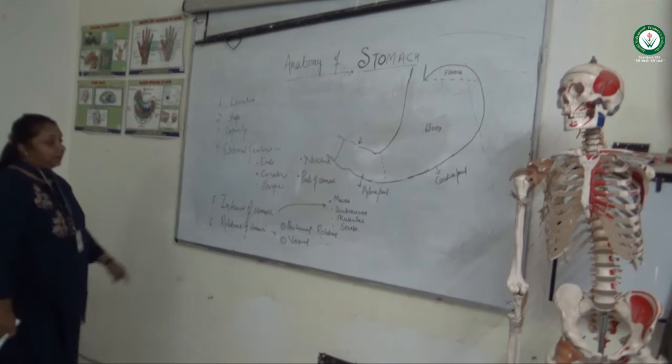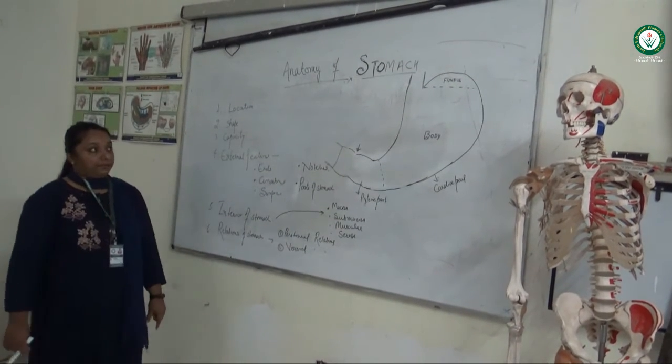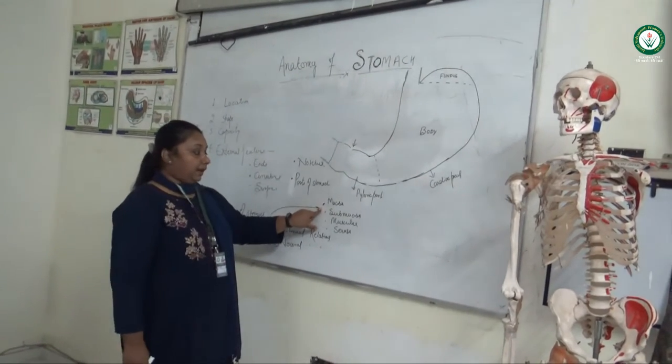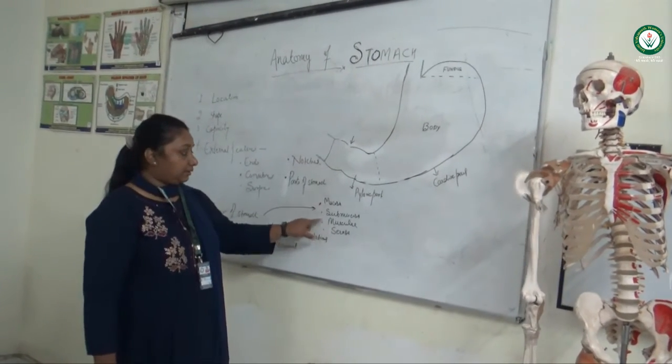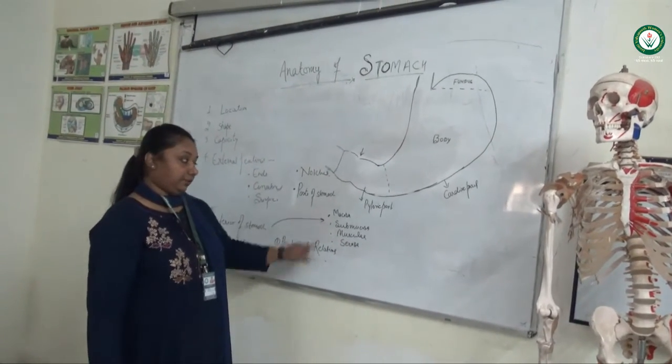Now we will see the interior of the stomach. We can see that the stomach wall is composed of 4 layers. First is the mucosa, then submucosa, muscular wall, and serosa. These layers are arranged from the inner to the outer.